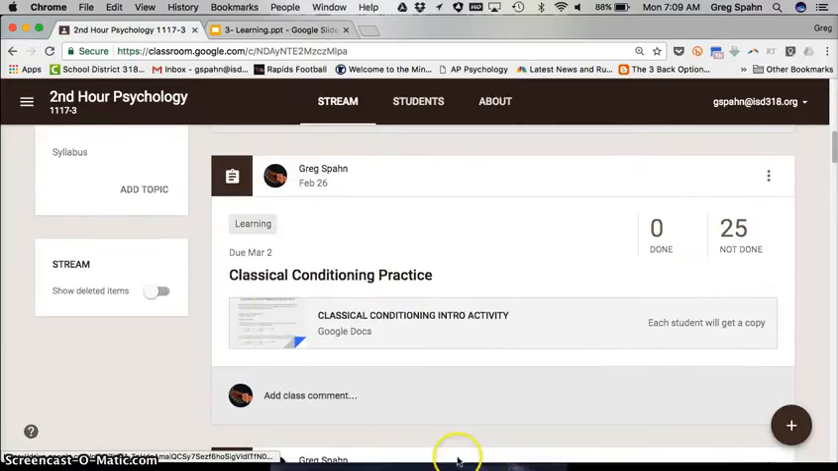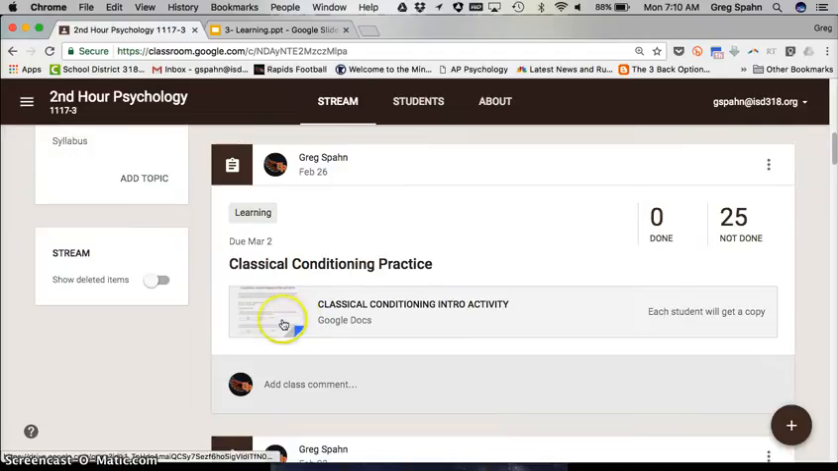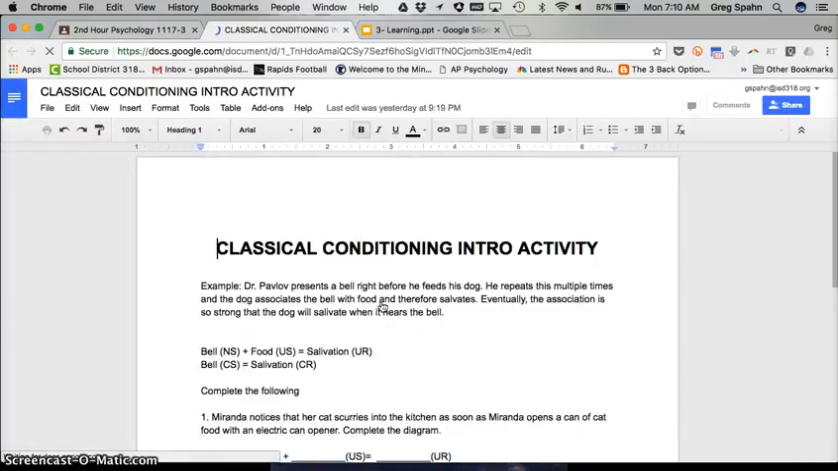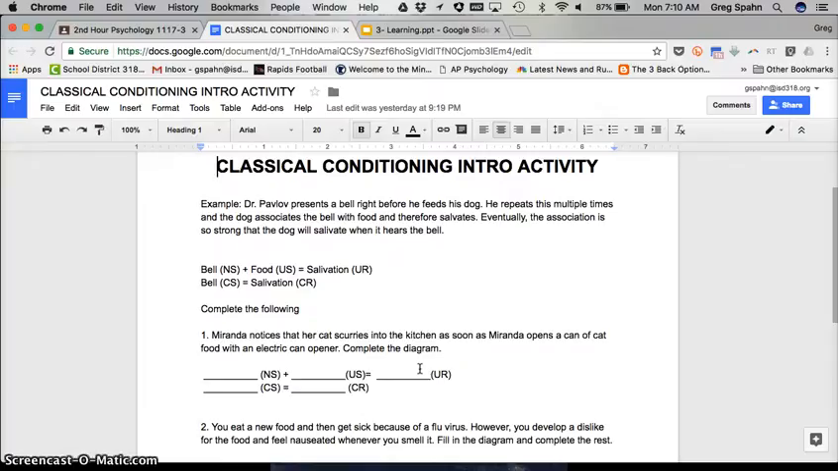The first thing I'd like you to do after you look at that, or in conjunction with it, is this assignment that says classical conditioning practice. And if you click on that, it'll bring you to something that looks like this. So what I did is give you an idea of what the neutral stimulus was, the unconditioned stimulus, and the unconditioned response in Pavlov's experiment.